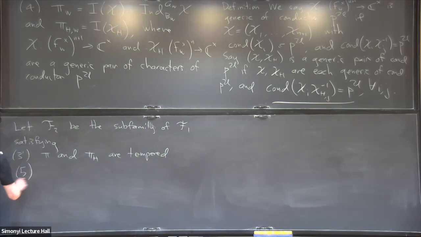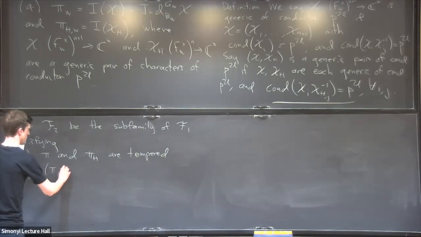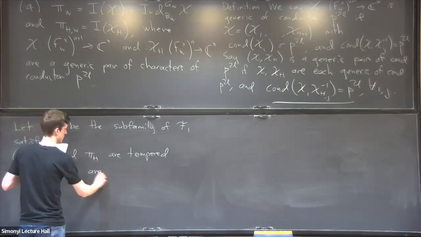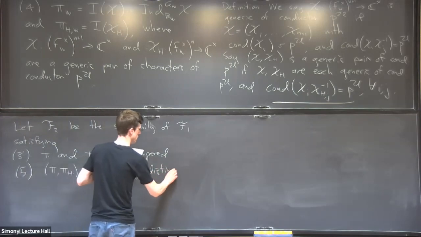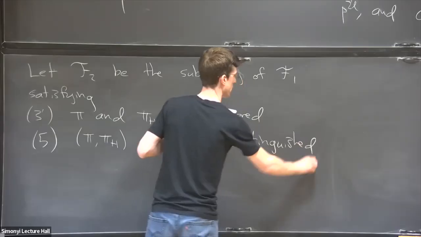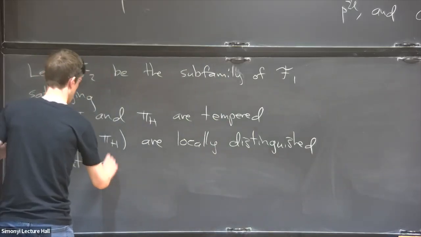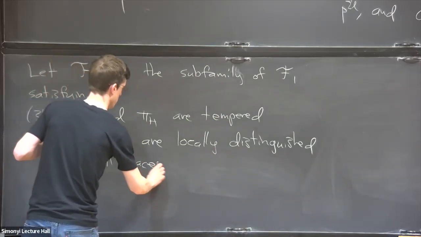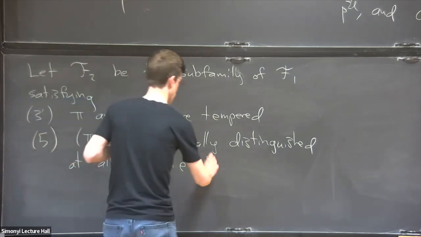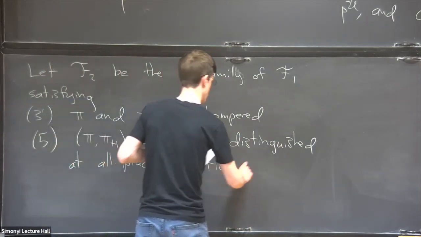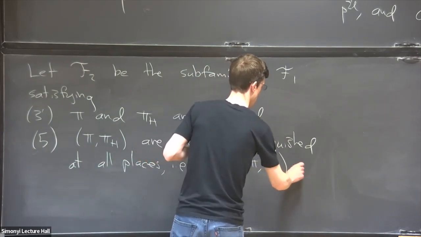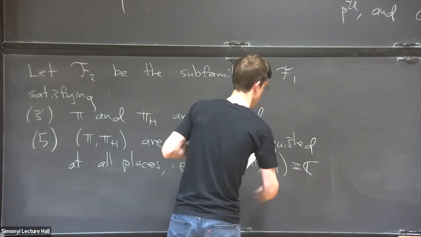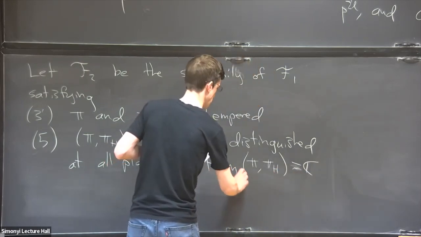And a fifth condition: pi and pi h locally distinguished in all places, which means that the space of Hom's is non-zero, so it's nonvanishing.